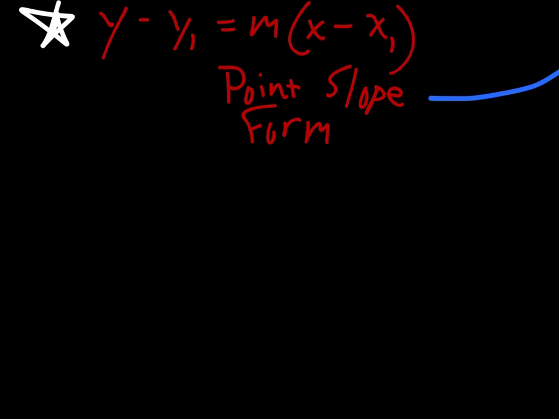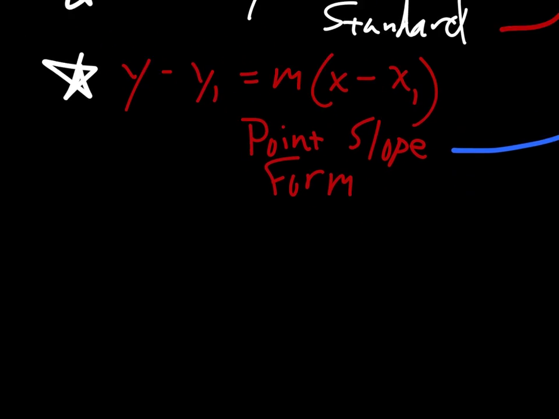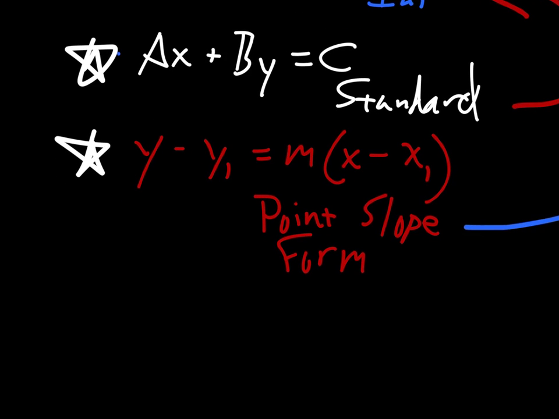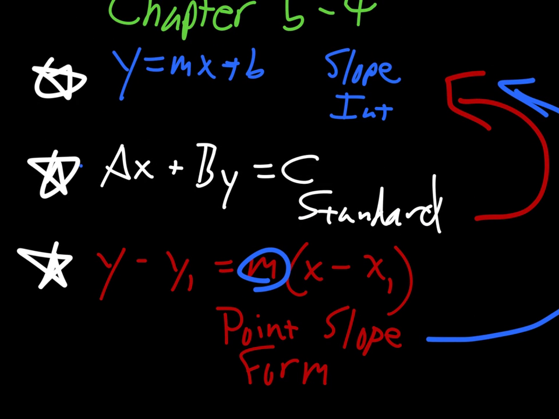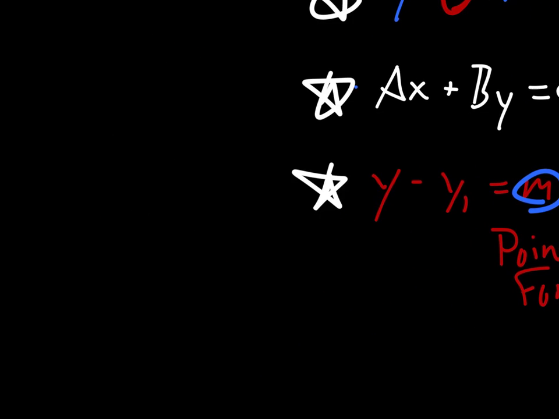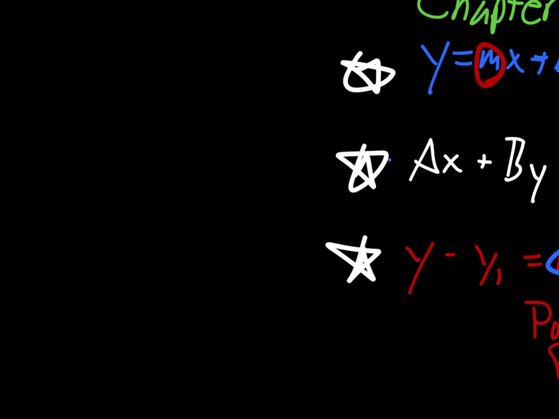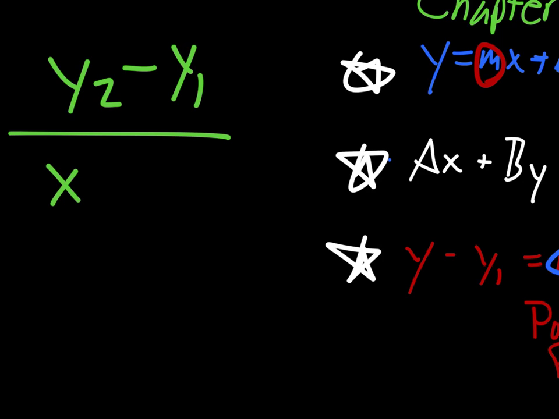Oh yes, and then there's this formula which comes in handy when trying to find m. M is here, and m is right here, okay? It is y2 minus y1 divided by x2 minus x1. That is the formula when trying to solve for m, okay?